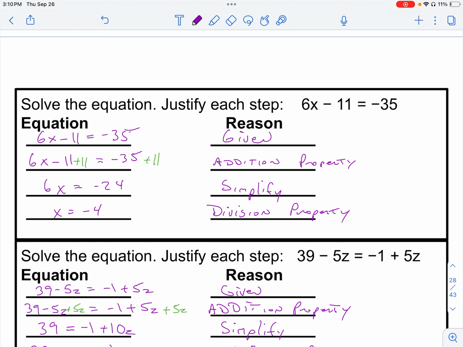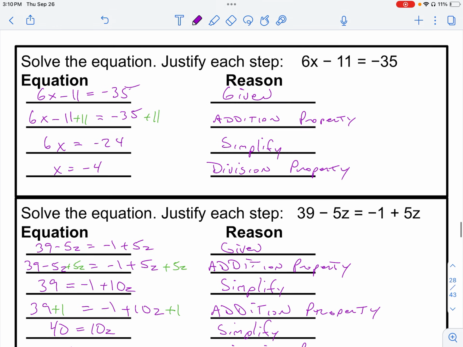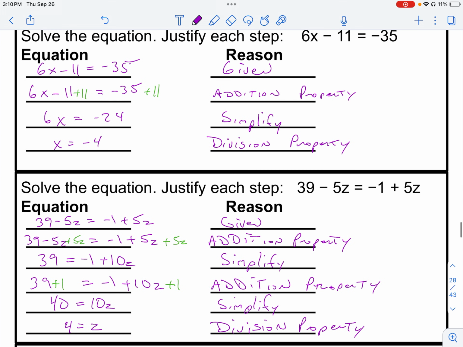We're going to simplify, combining like terms, ending up with 39 equals negative 1 plus 10z. Then we're going to add 1 to each side to get the z by itself. So that's our addition property. Once we simplify, we end up with 40 equals 10z. We divide by 10, z equals 4. That's our division property.